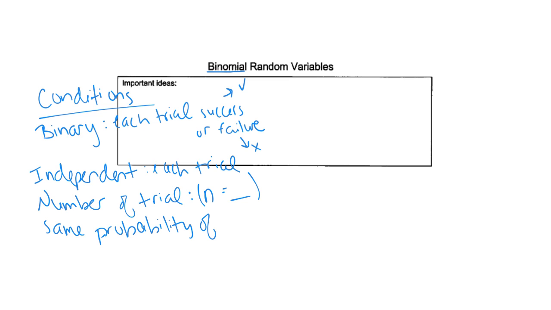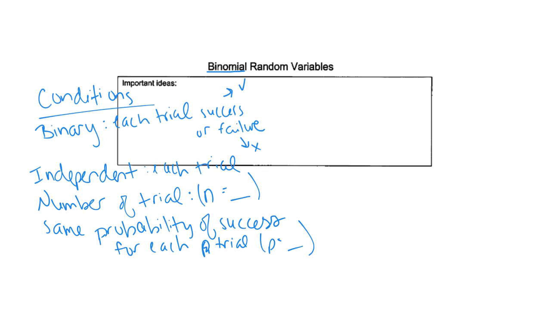So each trial. That goes along with your independence, right? If they're independent of one another, they don't impact one another, so they would have the same probability each time. So for each trial, and that's represented as P equals whatever it equals. So for instance, in our basketball example, that was our 0.72.